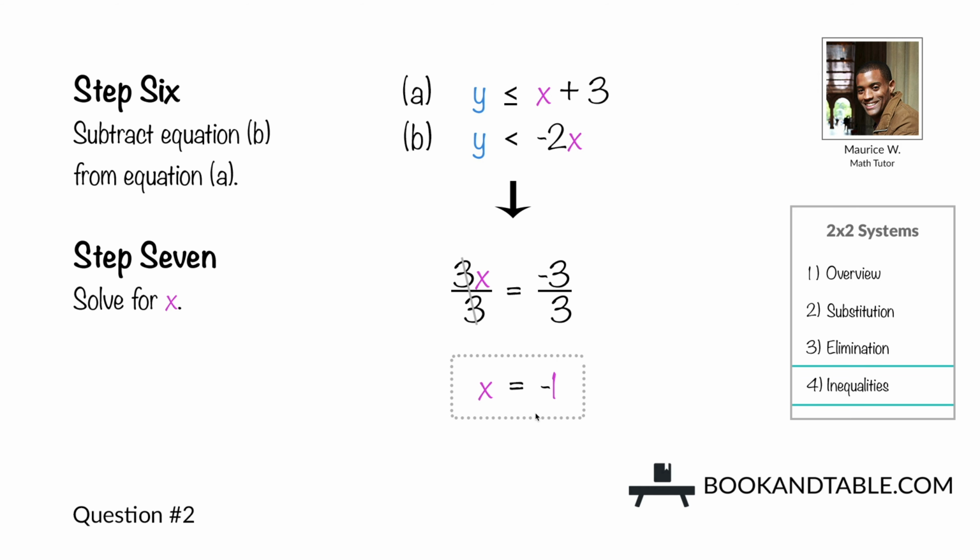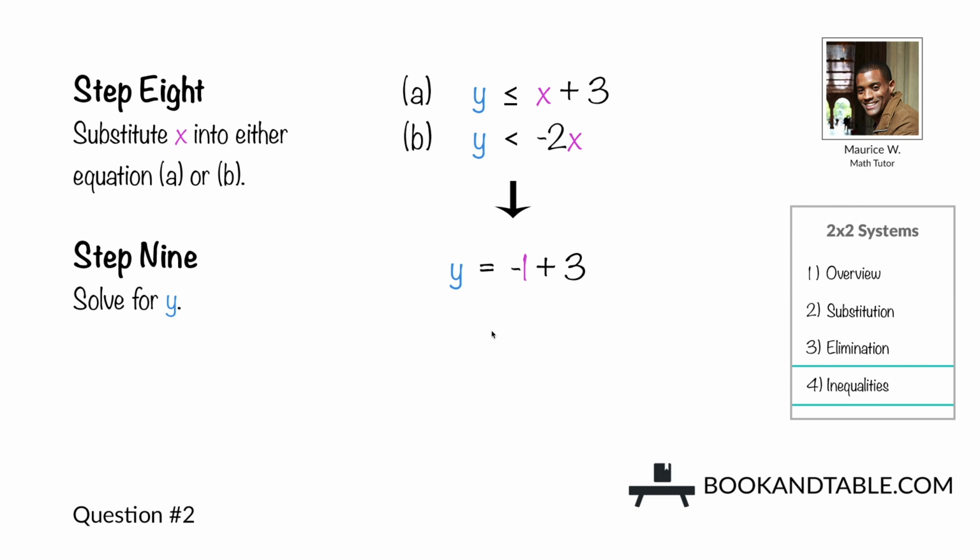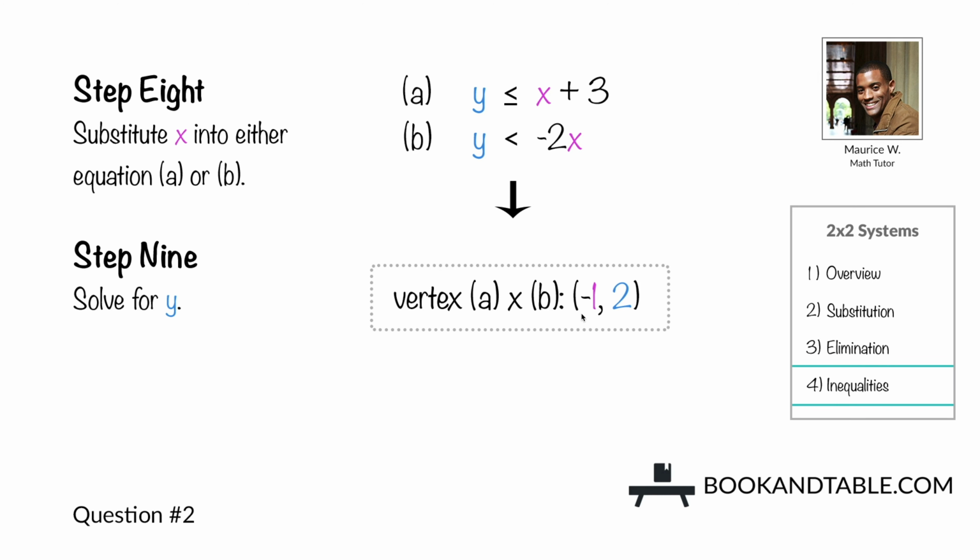So now that we've found the x value, we can substitute x into either equation A or B to solve for y. We'll start by plugging it into equation A in case that's the one you chose. So you get y is equal to negative 1 plus 3, which is equal to 2. So the vertex is where x is -1 and y is 2. We also could have plugged -1 into equation B, and that would also give you y is equal to 2. -2 times -1 gives you 2. So the vertex for A and B is where x is -1 and y is 2.